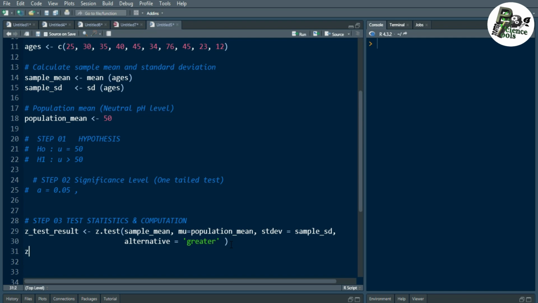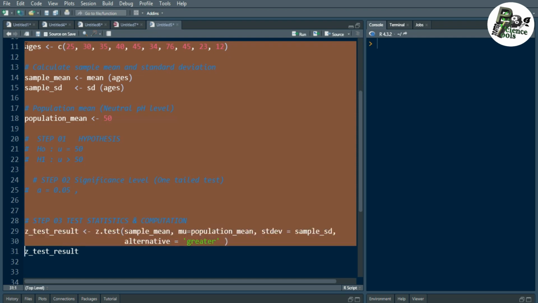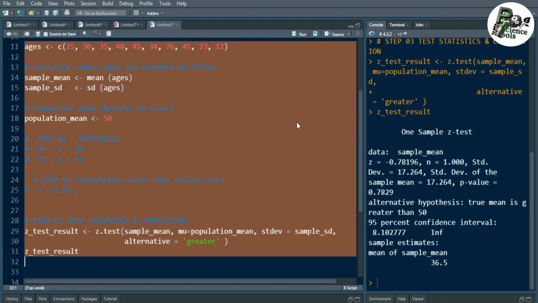Then we need to run this and print the result. After running this code, you can see the output. This is our output: this is our one-sample z-test, and here the standard deviation of the sample mean is 17.264, and the p-value is 0.7829, and in the sample estimates, the mean of the sample is 36.5.